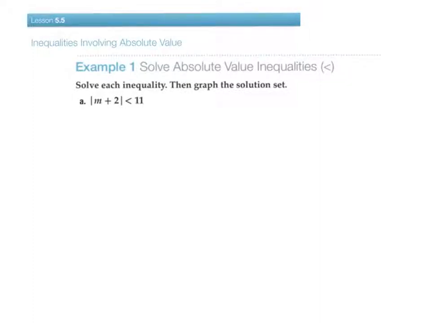When you have absolute value signs, you have two answers because there's two distances. So we have absolute value signs here, and when you have a less than, we have to be able to deal with that. So we're going to write two equations. The first one is exactly what we see, m plus 2 less than 11.